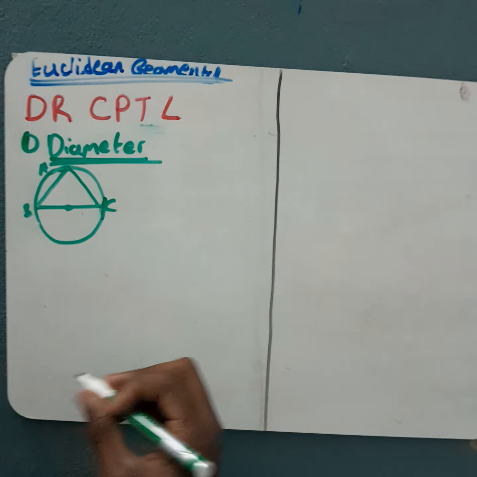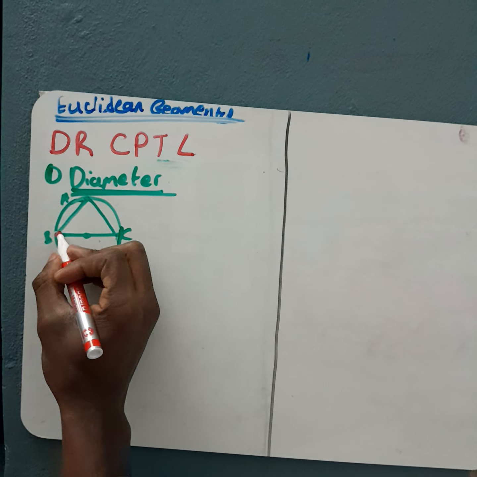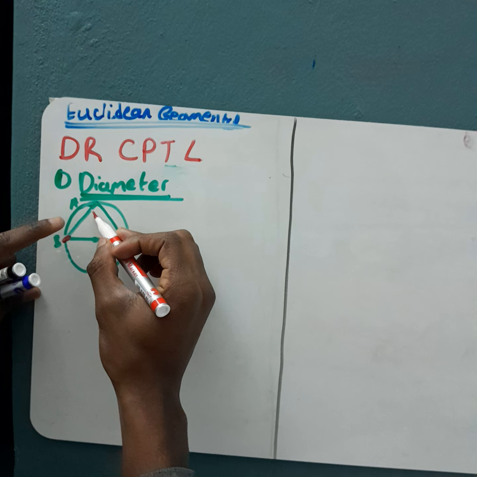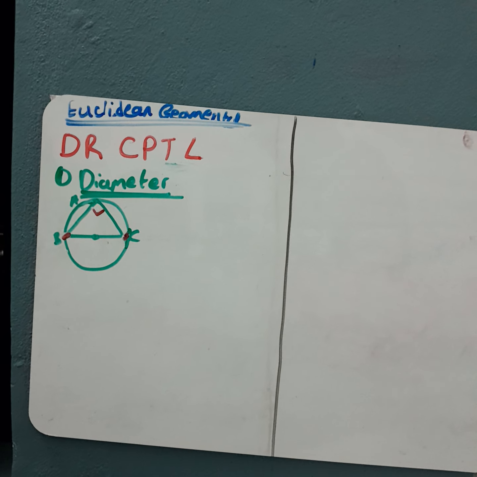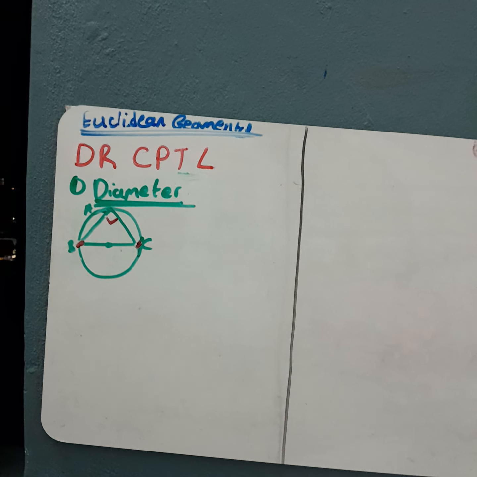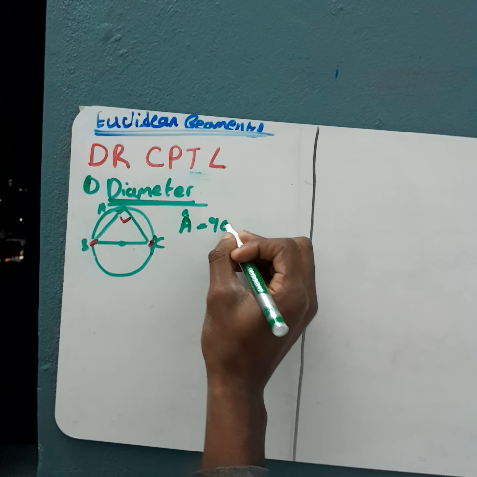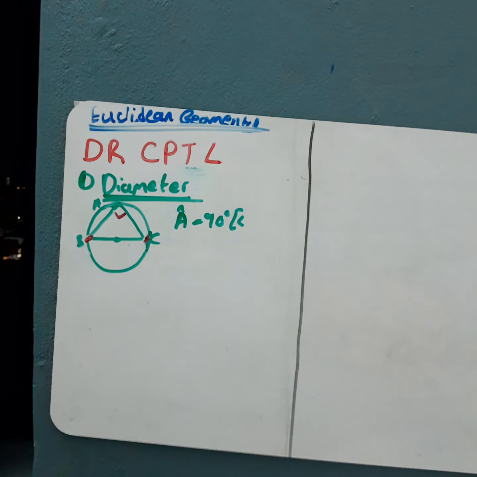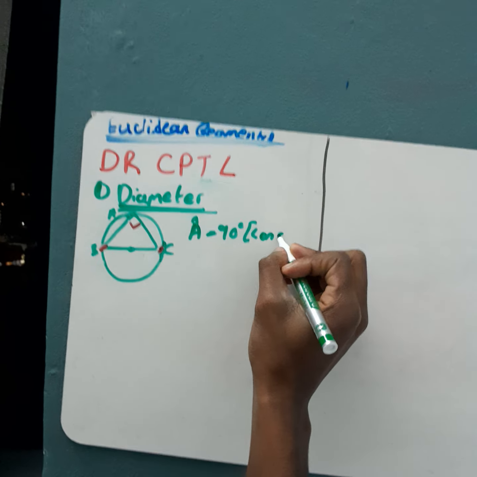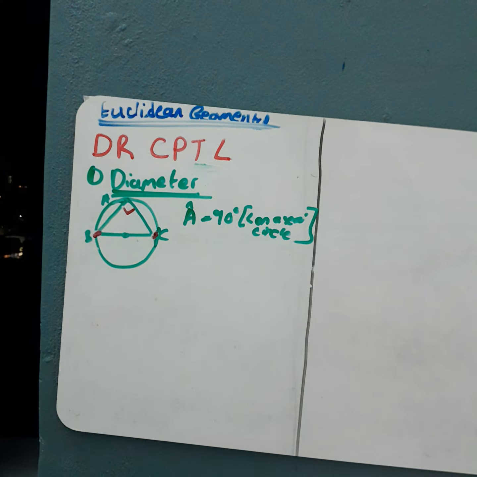So what do we check? We go to the endpoints of that line, here and here, and then we go up. The angle subtended there on the circumference, by that diameter, that one is on the circumference. So that angle equals what? 90 degrees. So now we're going to say angle A equals 90 degrees. And as the reason you can say angle on a semicircle or angle subtended by a diameter. So I'm going to write angle on a semicircle. So that's it for diameter.